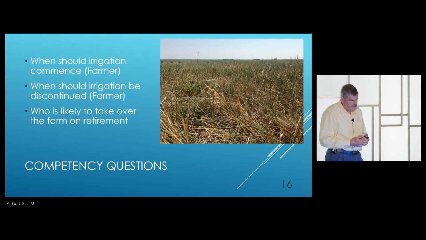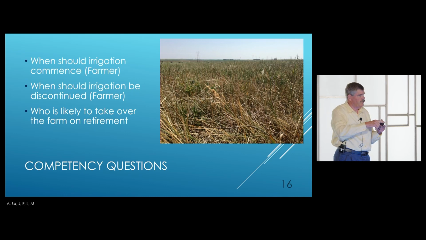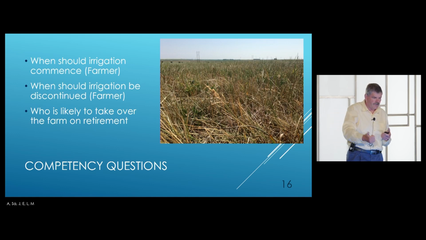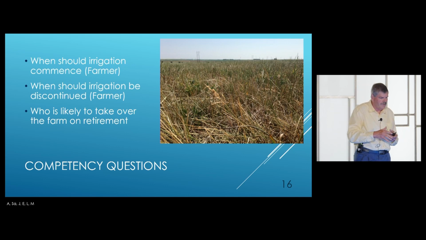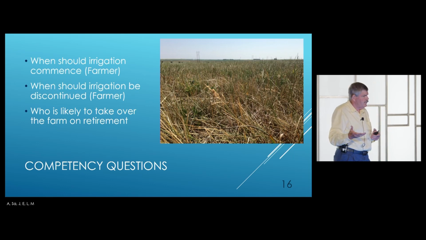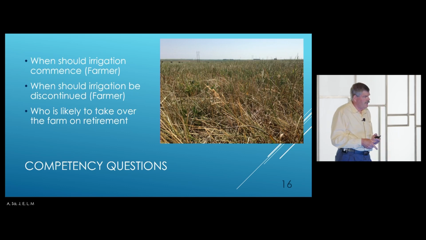The competency questions that our digital twin was designed to answer. Now, I should say that a competency question is a question you set up to make sure that the path right through the engine actually is working. The competency questions we came up with were: when should irrigation commence? When should irrigation be discontinued? And completely orthogonal to that question, who's likely to take over the farm once the farmer retires? So our commercial account managers want to know the answer to all those three.